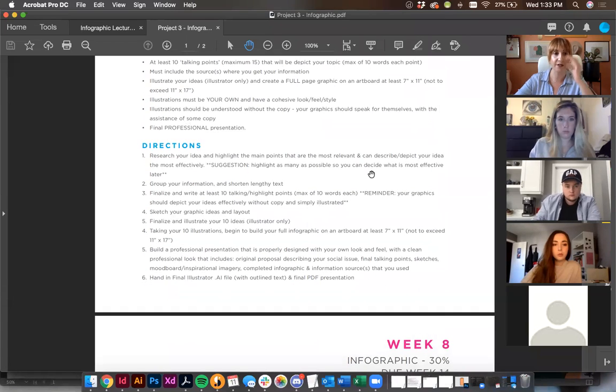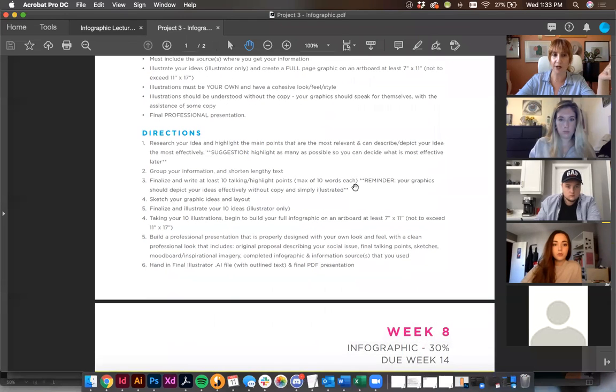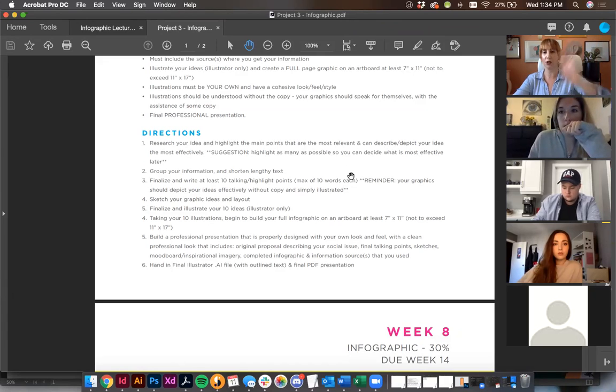And then you have your final presentation. First you're going to research your idea and start highlighting the main points that you think you want to cover. I'd go well above and beyond 10 at the beginning stages, and then at that stage you can start scaling back. If you just think of 10, then you're going to get down to illustrating and you might not know how to visually represent that or show that. So maybe you're like, okay, instead I'm going to use this graphic.